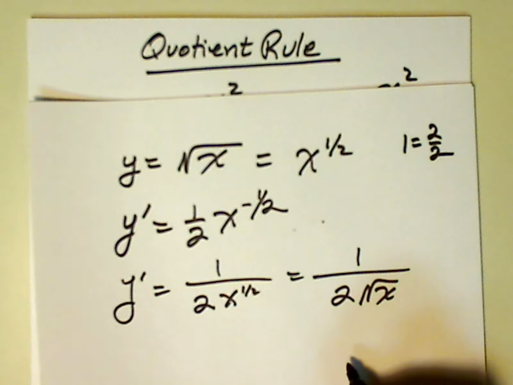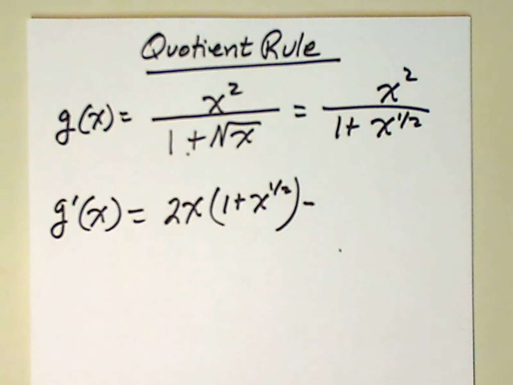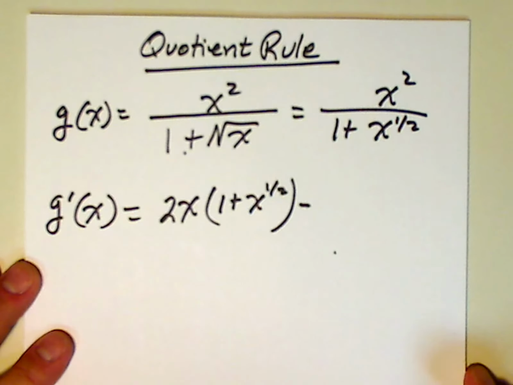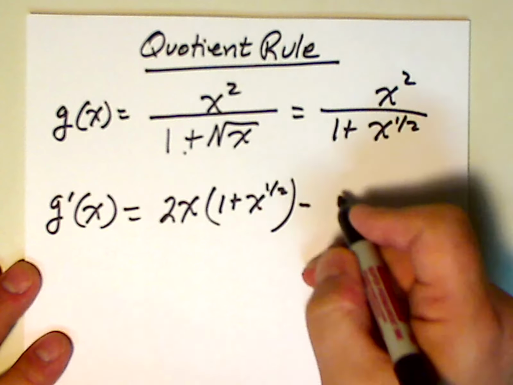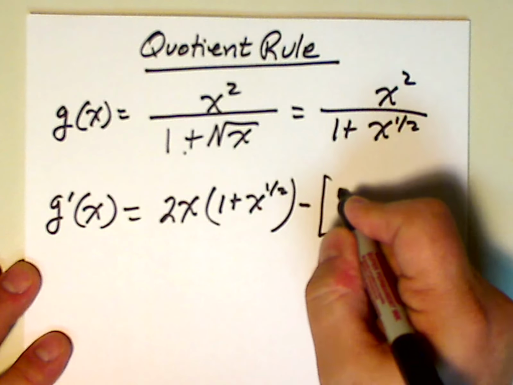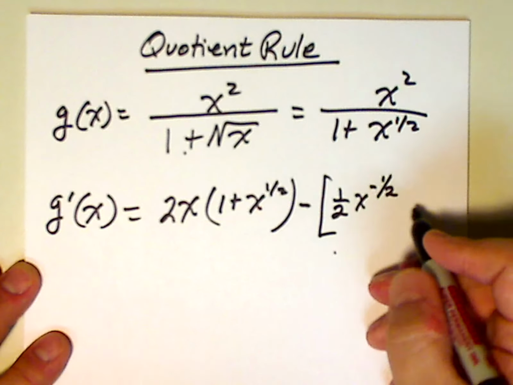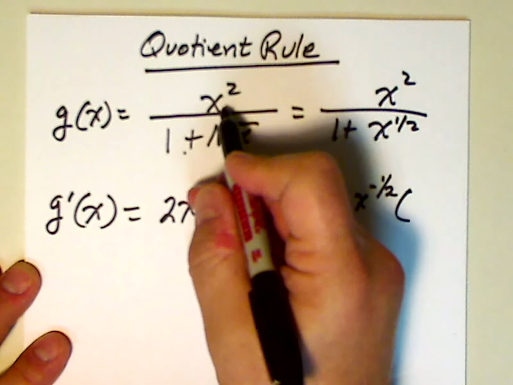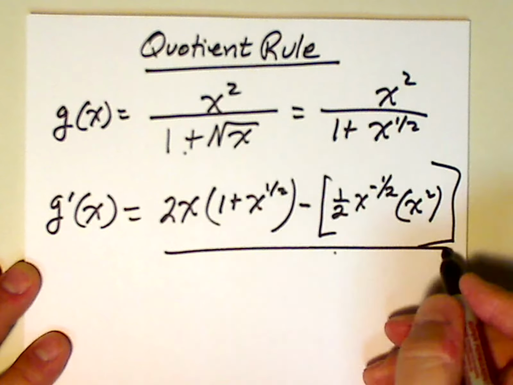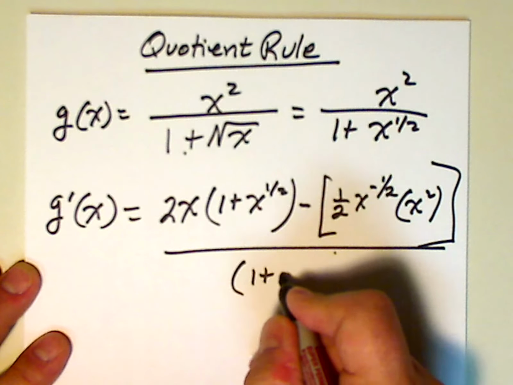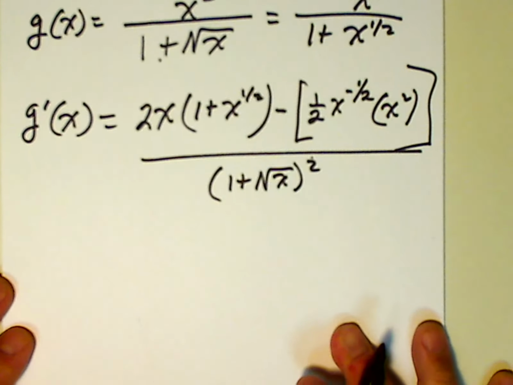I think here, let's see, what shall I do? I think I'll do this. A half x to the negative 1/2, and we're multiplying it by the numerator, x squared, all over the denominator squared. Alrighty.